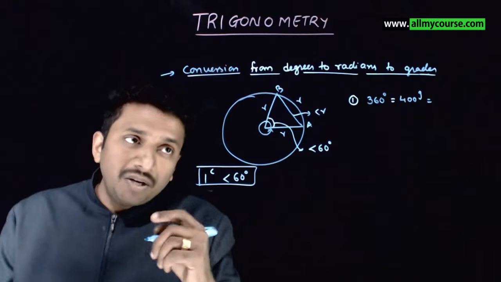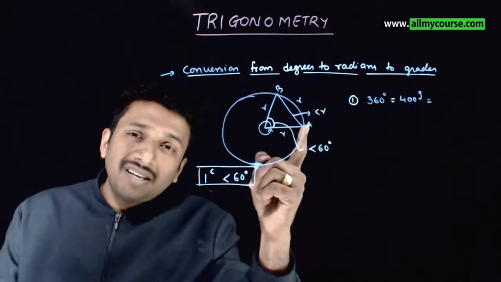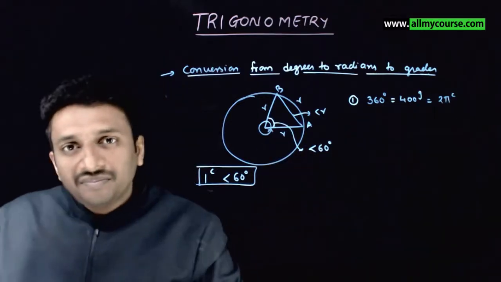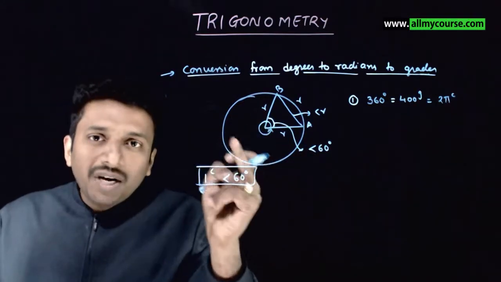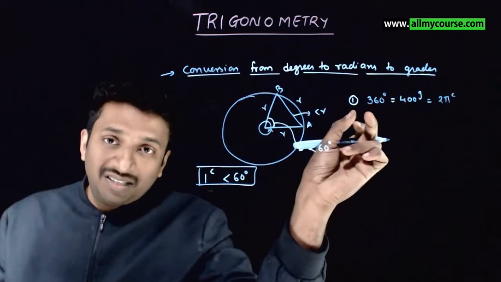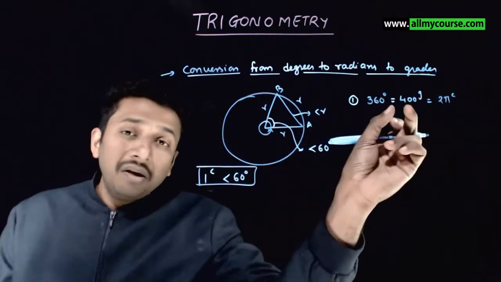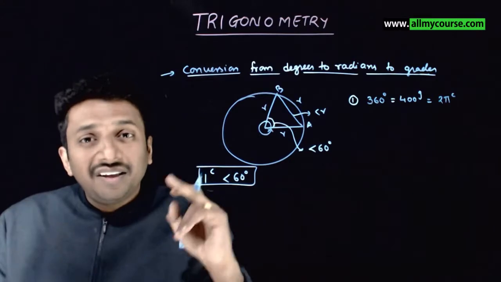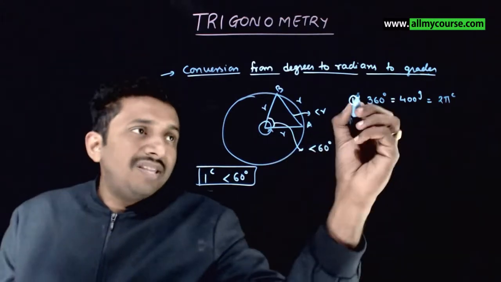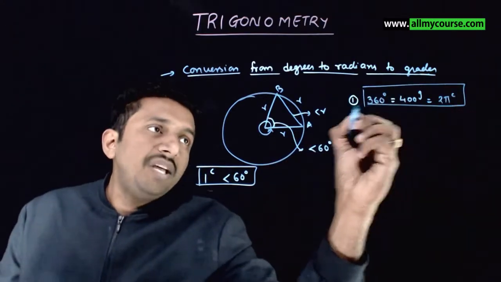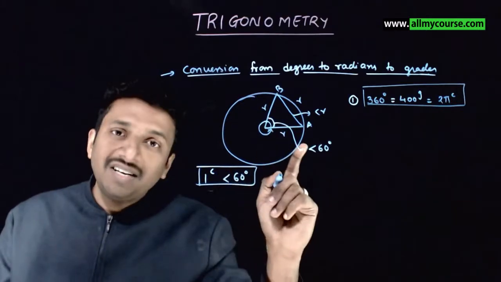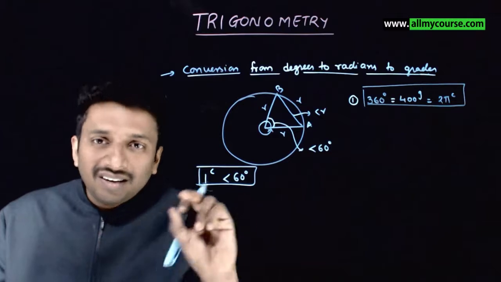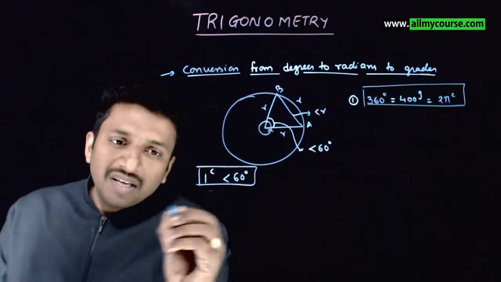And this is also equal to one complete rotation in radian measure, which is 2 pi radians, right? So one complete rotation, if you measure in degrees, will be 360 degrees. If you measure in grades, it will be 400 grades. If you measure in radians, it will be 2 pi radians. So this is the conversion between degrees, radians and grades. Now let us look at individual conversions.